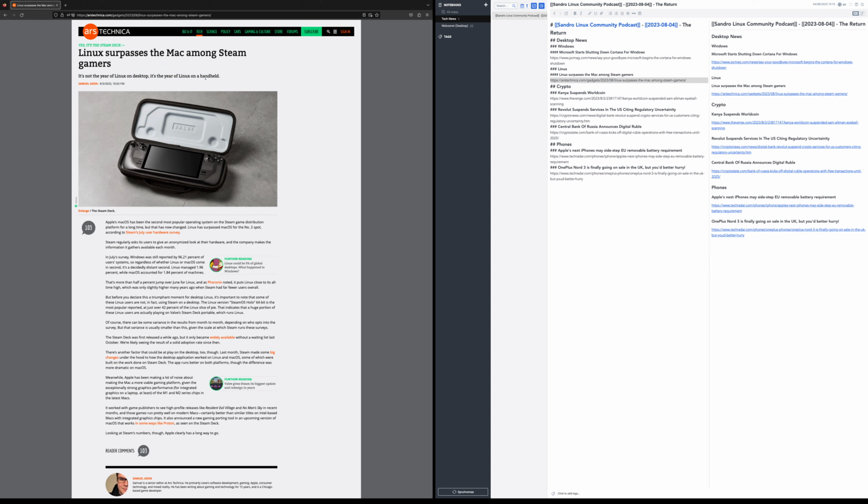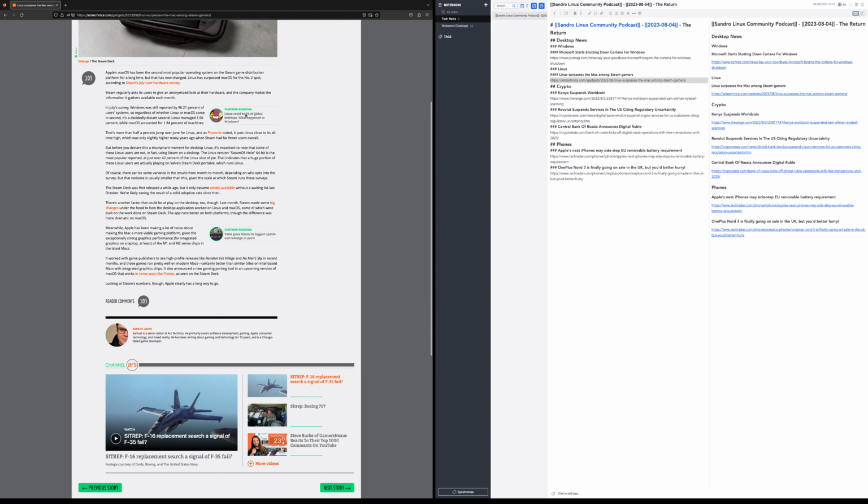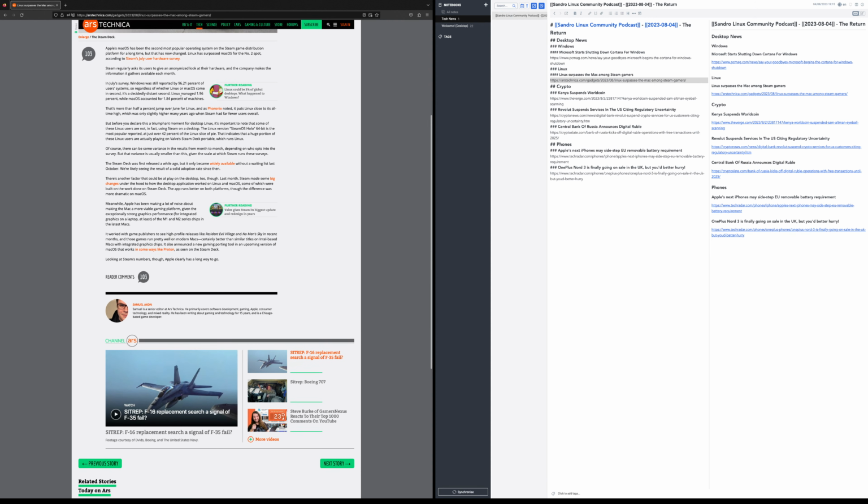Anyway, moving on to a Linux story. The Linux story of this week's show. Linux has surpassed Mac among Steam gamers, according to July's Steam user hardware survey. So apparently, according to this survey, Windows still accounted for around 96.21% of users' systems. And Linux managed 1.96%, and macOS only accounted for 1.84%.